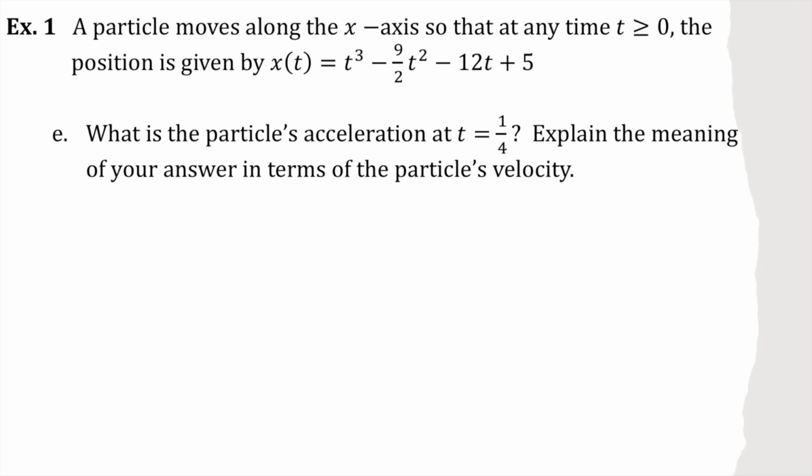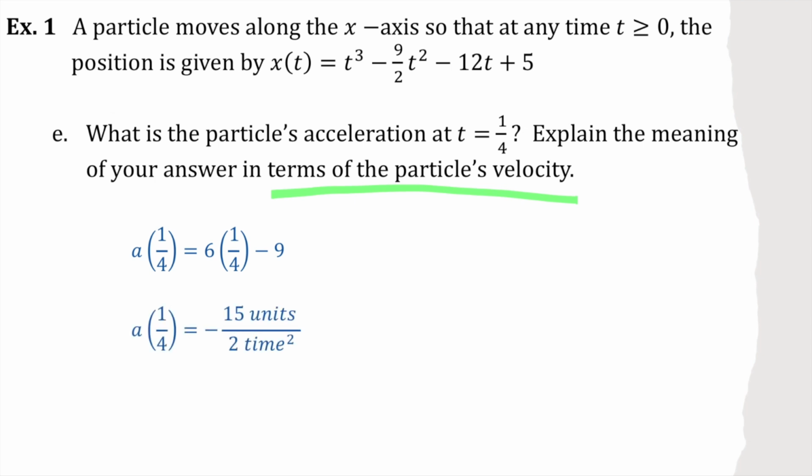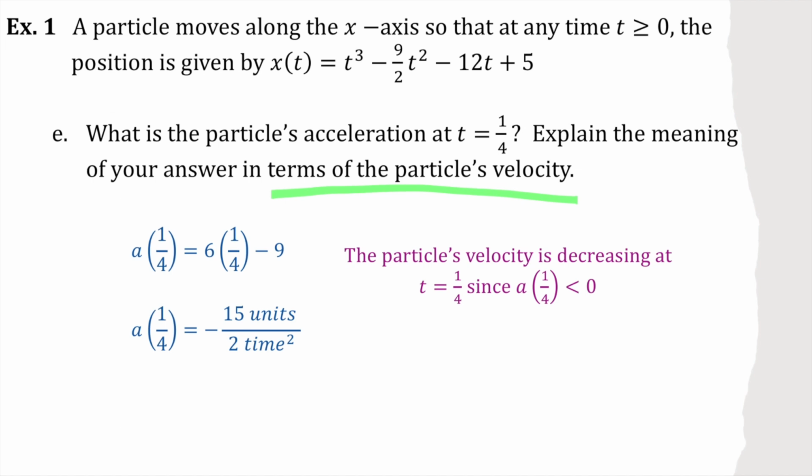Part E, what is the particle's acceleration at t equals 1/4? And then explain the meaning of your answer in terms of the particle's velocity. So first, we need to plug in 1/4 into the acceleration function. And it says that the acceleration is negative 15 over 2 units per time squared. Well, what does that mean? That means the velocity is decreasing because the acceleration at 1/4 is negative.